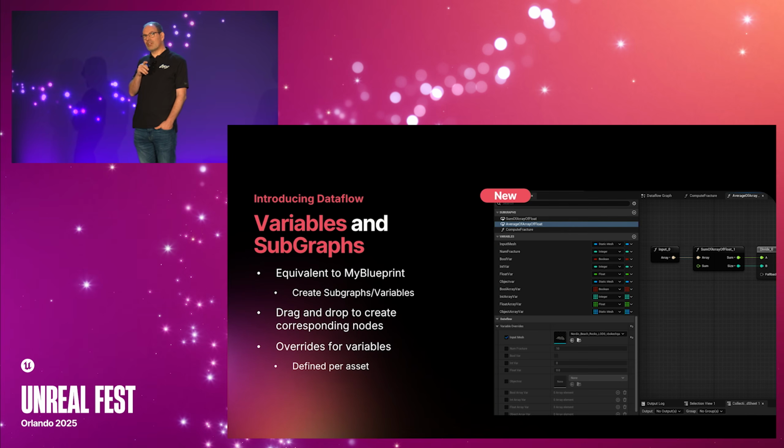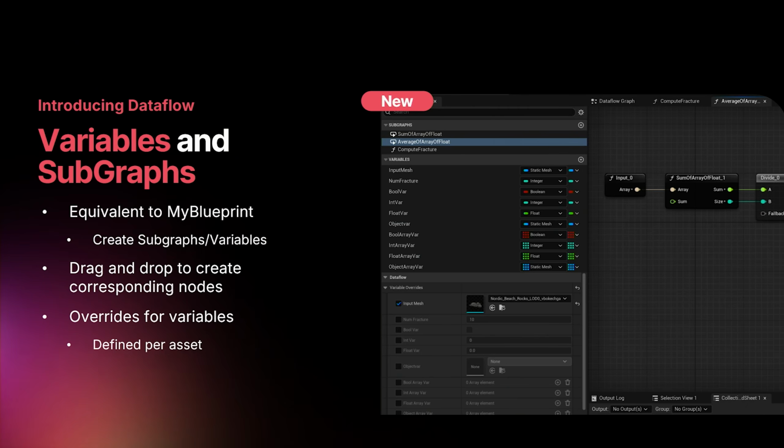Small difference from Blueprints: in Dataflow, you can only read a variable. You cannot set a variable. Variables are basically more like input parameters. This is how we should see them. And then at the bottom, we have what we call the overrides. So the Dataflow defines a bunch of parameters and can define their defaults. And each asset that is using this Dataflow graph, because you can have like 20 assets using the same single Dataflow graph, can basically override those variables, which is very convenient.